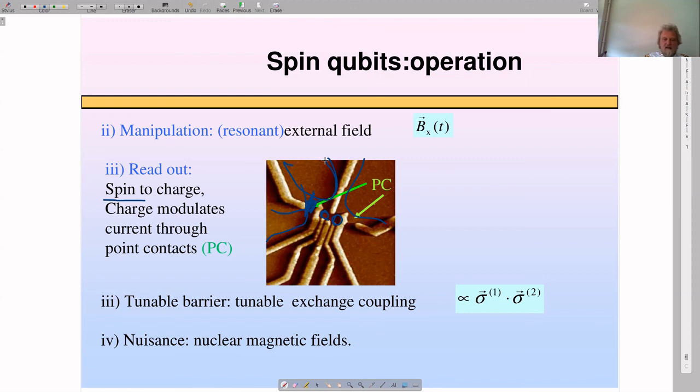They exploit quantum dots, which is a different topic, a different lecture in this course. Good. Basically, that's it. That's what I wanted to tell you today.